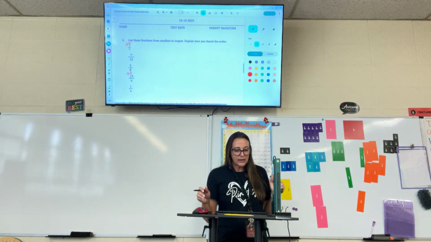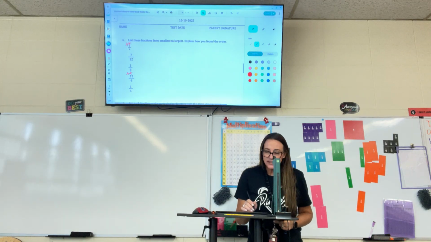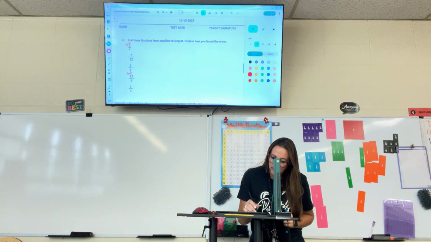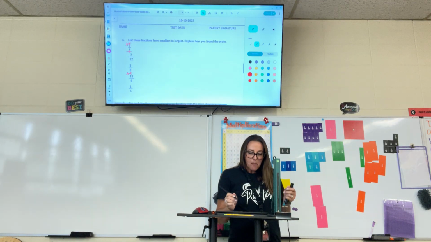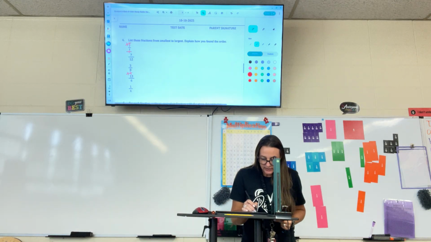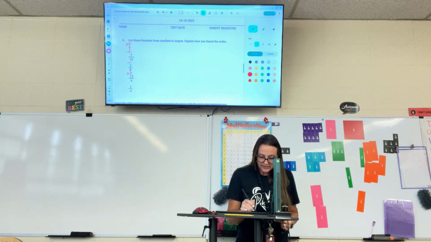Then the rest of them are all less than 1, so we're going to compare them to 1/2. What's half of 12? 6. 7 is greater than 6, so greater than half. So we're going to put a plus sign. What is half of 8? 4. So 3 is less than half. What's half of 4? 2. So 1 is less than half.